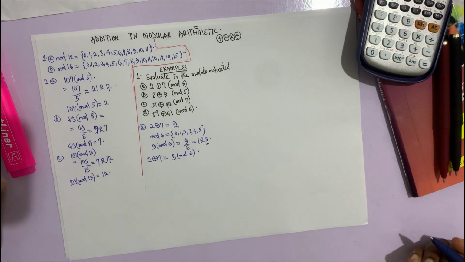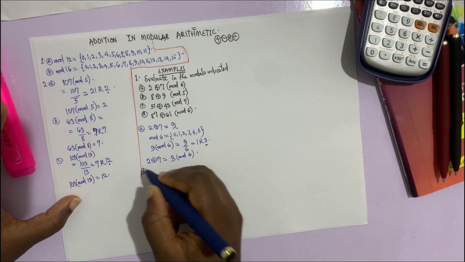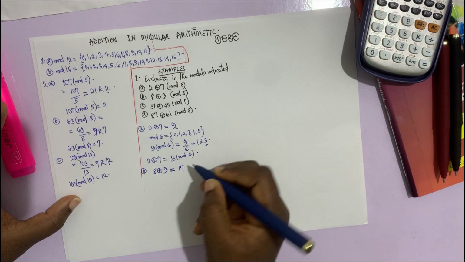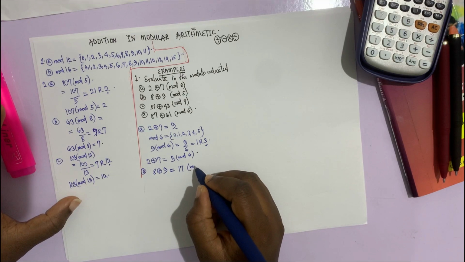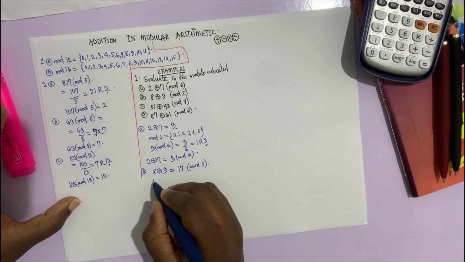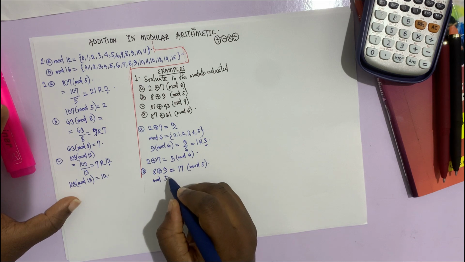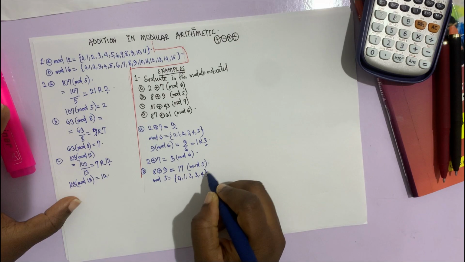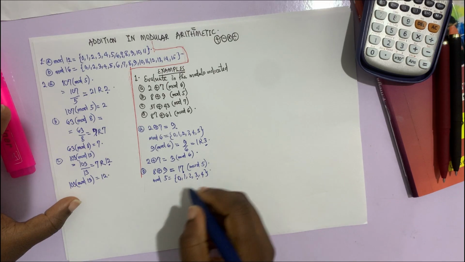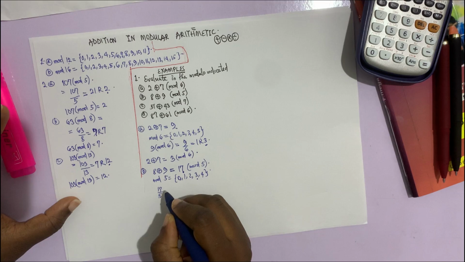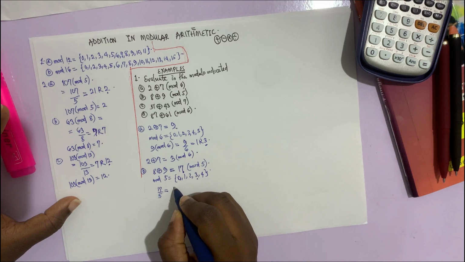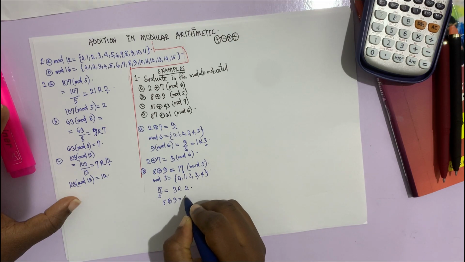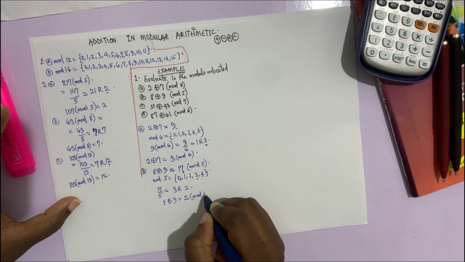So for question B, we have 8 plus 9. 8 plus 9 will give us 17. But in modulo 5, 17 is not a valid residue because in modulo 5, the residues are 0, 1, 2, 3, 4. So we need to convert this 17 to a valid residue by doing 17 divided by 5, and that will give us 3 remainder 2. So 8 plus 9 will become 2 in modulo 5.